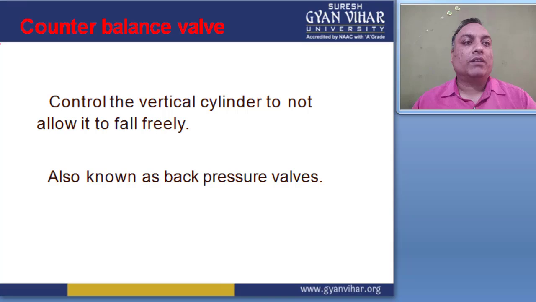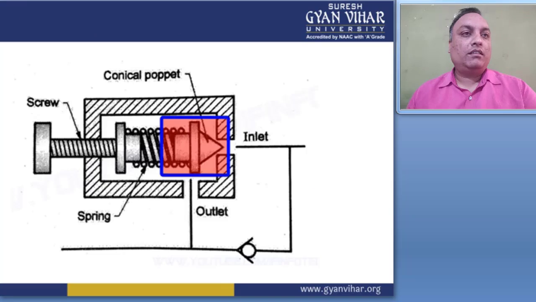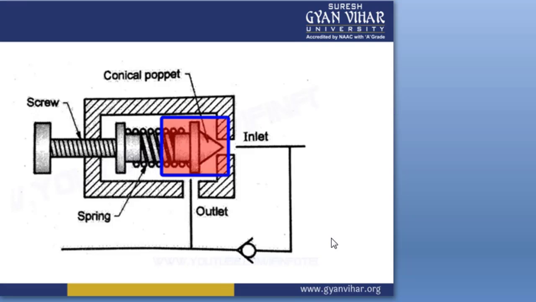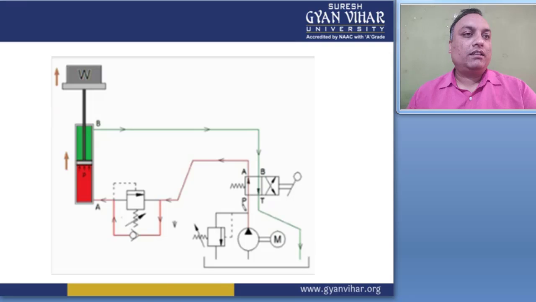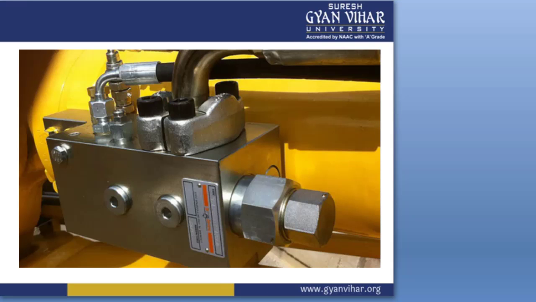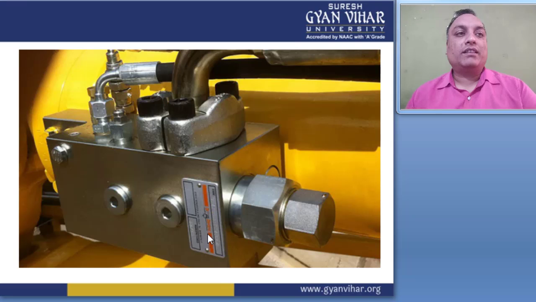And then move to the next slide. This is the counterbalance valve. It controls the flow of operation in two actuators, right? And it is also known as a back pressure valve. In this case, this is the figure of this pressure control valve, and then move to the next. This is the operation of this lift section for the vertically moving object, and next is the 3D diagram of this pressure control valve, right?